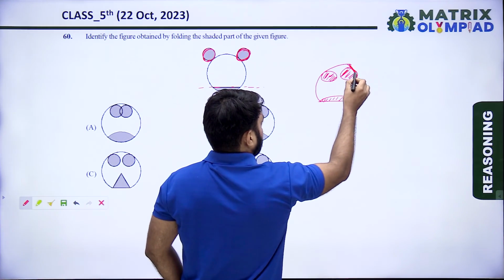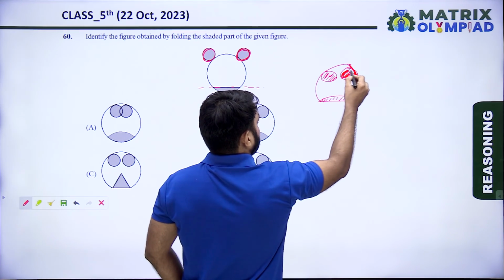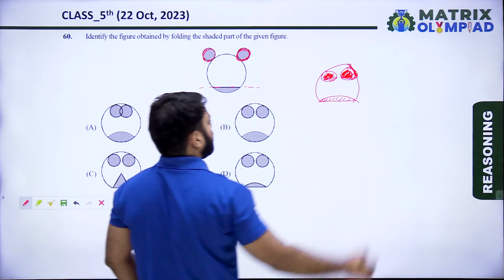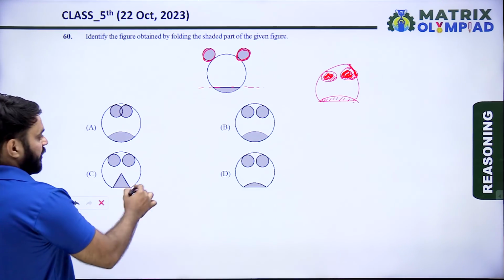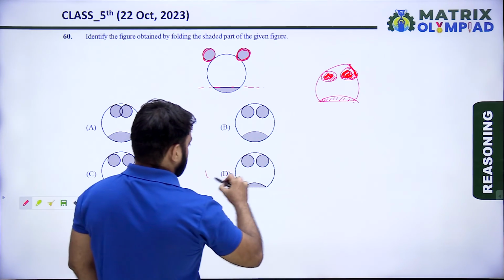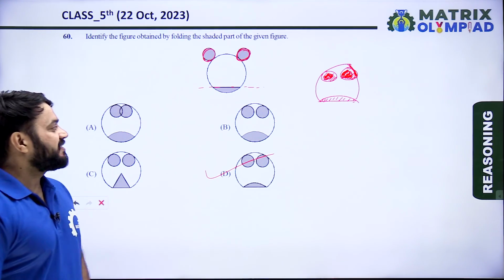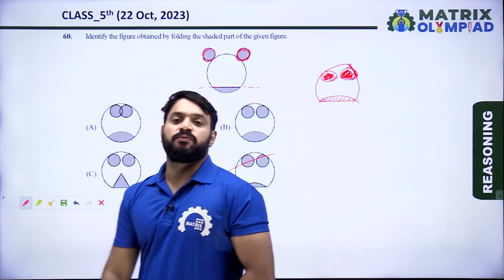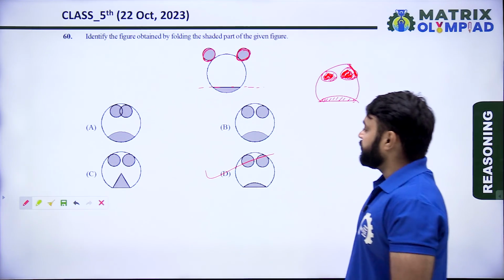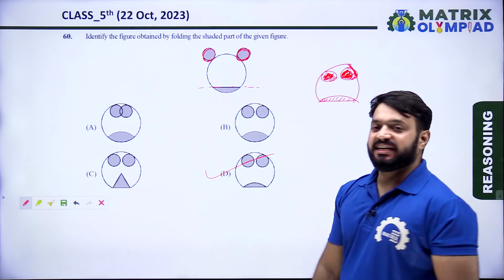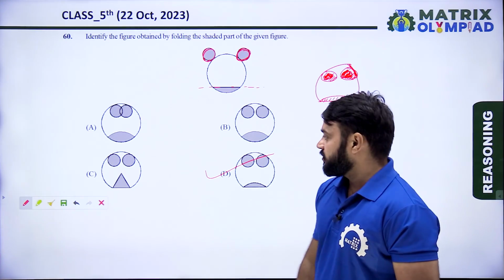So it is the correct image when the shaded part is folded. So it means option D is the correct answer of this question.